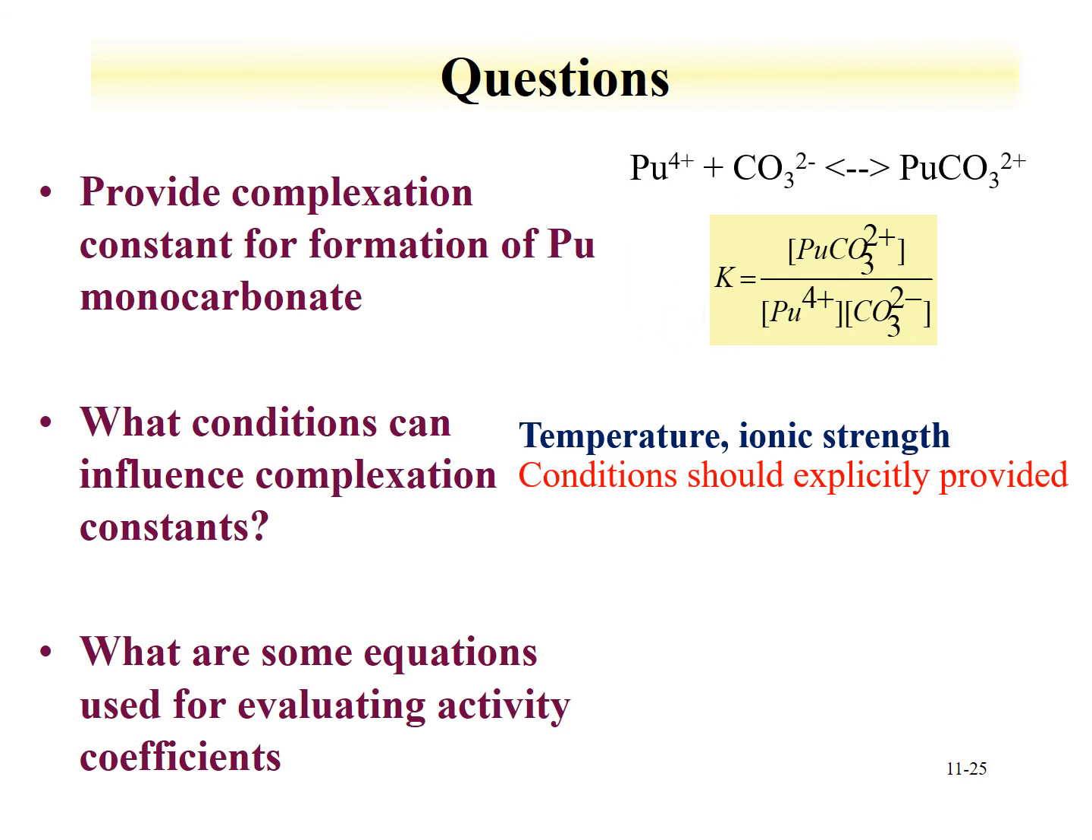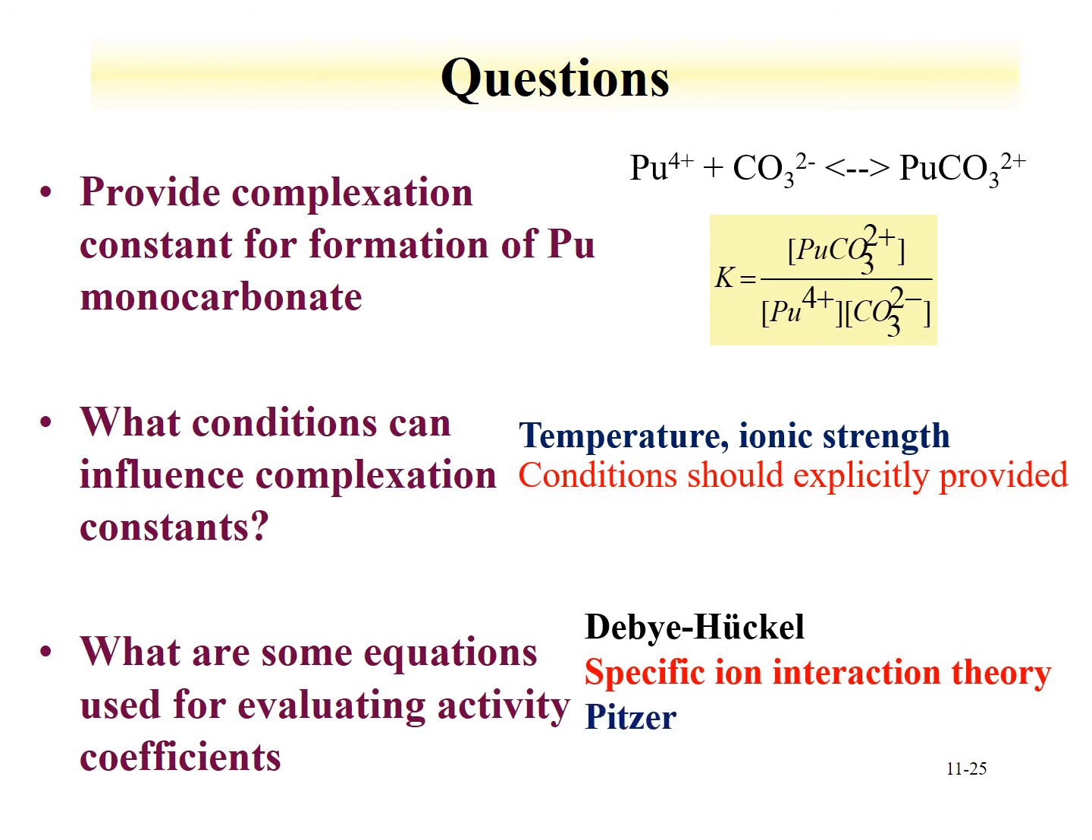And what are some equations used for evaluating activity coefficients? Well, we've discussed the Debye-Huckel, which is a very fundamental equation you've probably seen in previous courses. The specific ion interaction theory, which engages more terms and tries to bring in more of the chemistry that is occurring with the anions and cations that are acting as spectators or changing the ionic strength. And finally, we also discussed Pitzer equations, which are even more complex than the specific ion interaction theory. And both the specific ion interaction theory and Pitzer equations are really trying to evaluate conditions where you have high ionic strength.